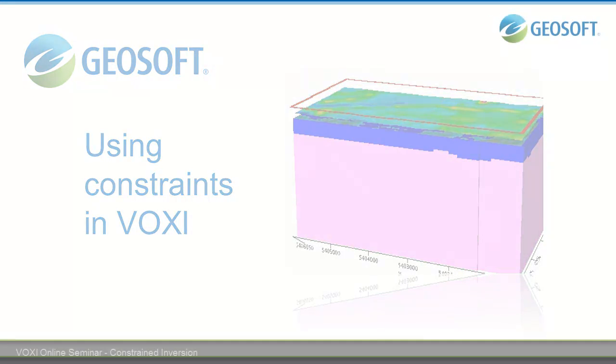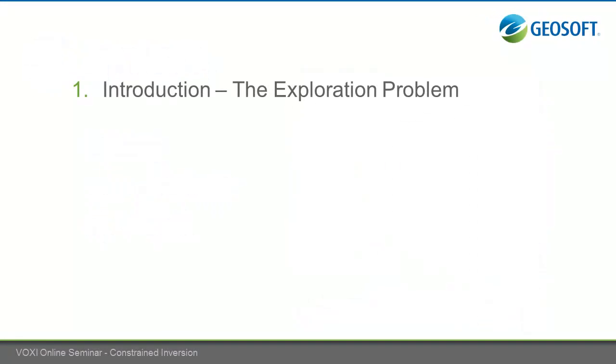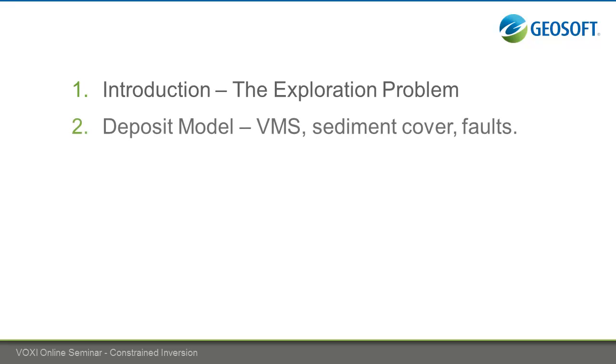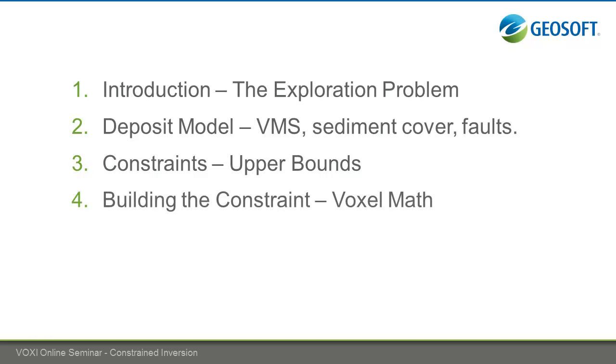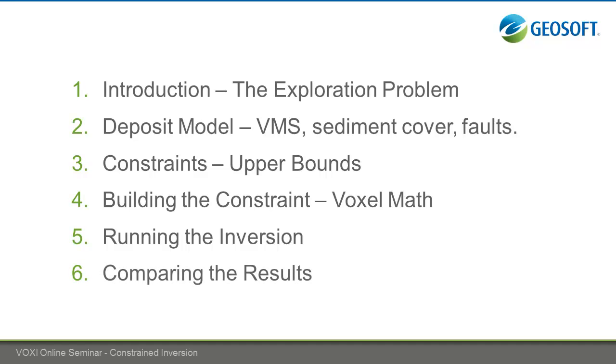I'll first start off with a description of the exploration problem. In this case, it's a VMS style deposit. It's got some sediment cover, and there's possibly some fault constraint on the deposit. I'll go through and show you how you can use upper bound constraints to implement this fault control and this sediment constraint. I'll then describe briefly how you can build the constraint model using voxel math. Elizabeth touched on that, but I'll take it a little bit further.